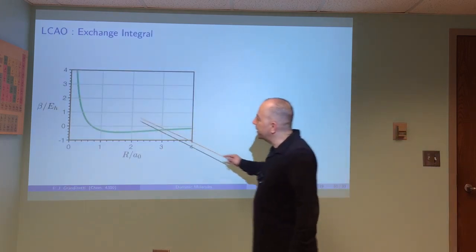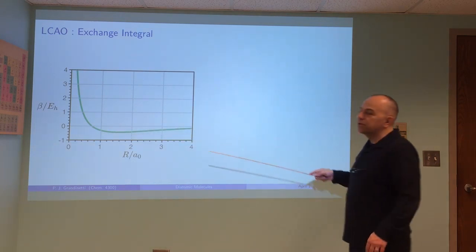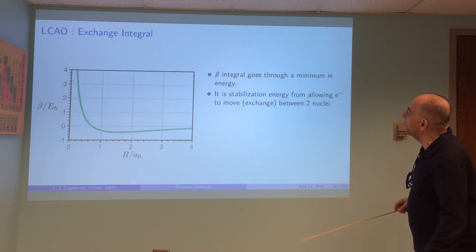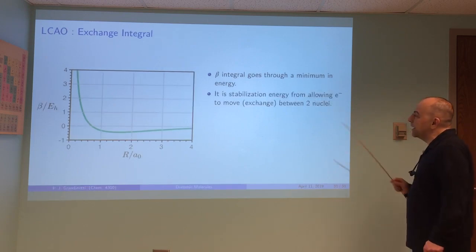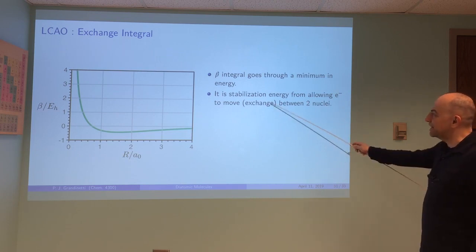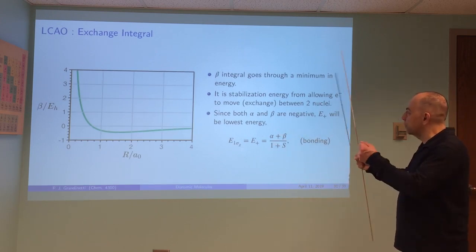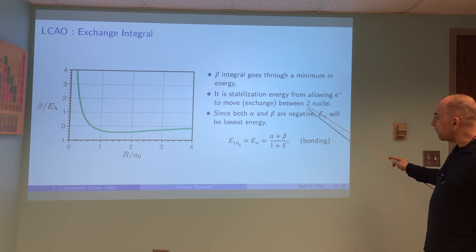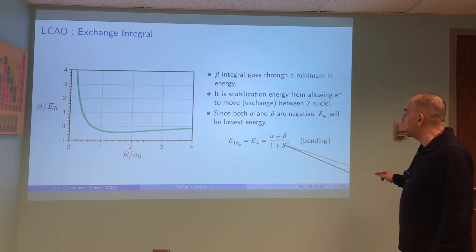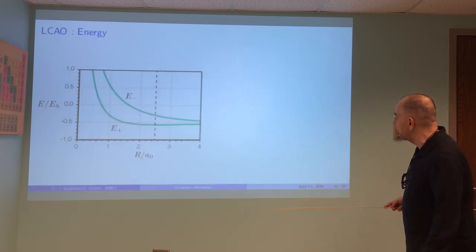But this term is the one that drops down and reaches a minimum and then comes back up. So this is the exchange guy. This one goes to a minimum in energy. And this is the one that creates the stabilization that allows the electron to move back and forth. So it's the exchange between the two nuclei that sort of glues them together. So both alpha and beta are negative. So if this is negative and that's always positive, then the lowest energy is going to be the E plus state, as we saw earlier.